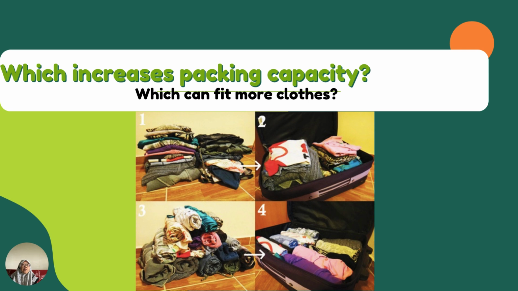And then which can fit more clothes? Again, under capacity. So you look at the first one on the top left, and then the white arrow shows to the right. And then we look at the third one, which is on the left, under number one. And then from number three to number four, this is actually rolling as well. So from number one to number two, it shows that you fold, and number three to number four shows that you roll. So to fit in more clothes, you'll do number three to number four.